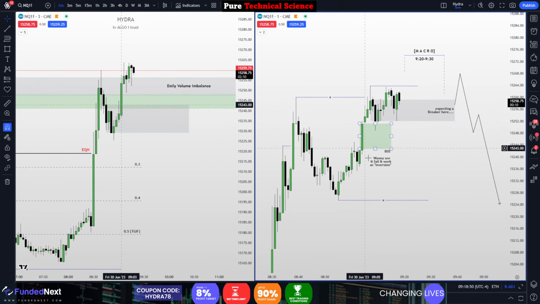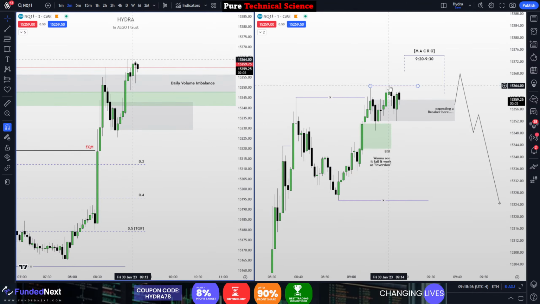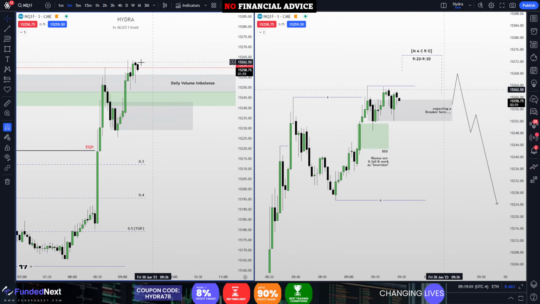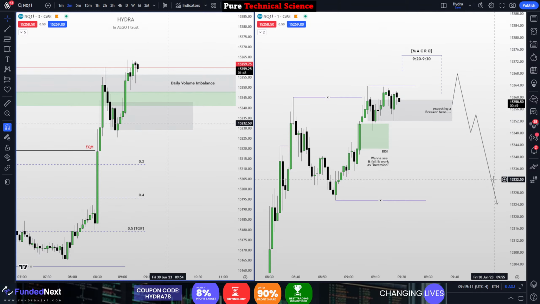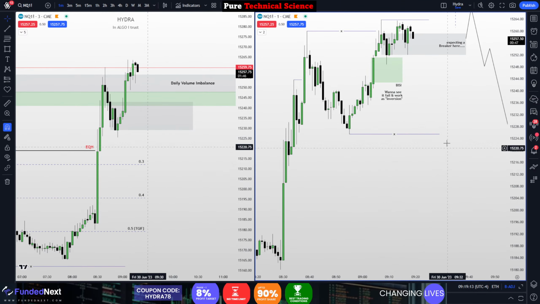So this fair value gap, I want to see it working as an inversion in future. So let's still wait. All of the price action that you were watching above the daily volume imbalance is, to me, a manipulation. It's going to be a candle's wick. So we want to avoid the candle's wick rather than focusing on where the candle's body will be, which I think will be on the lower side.